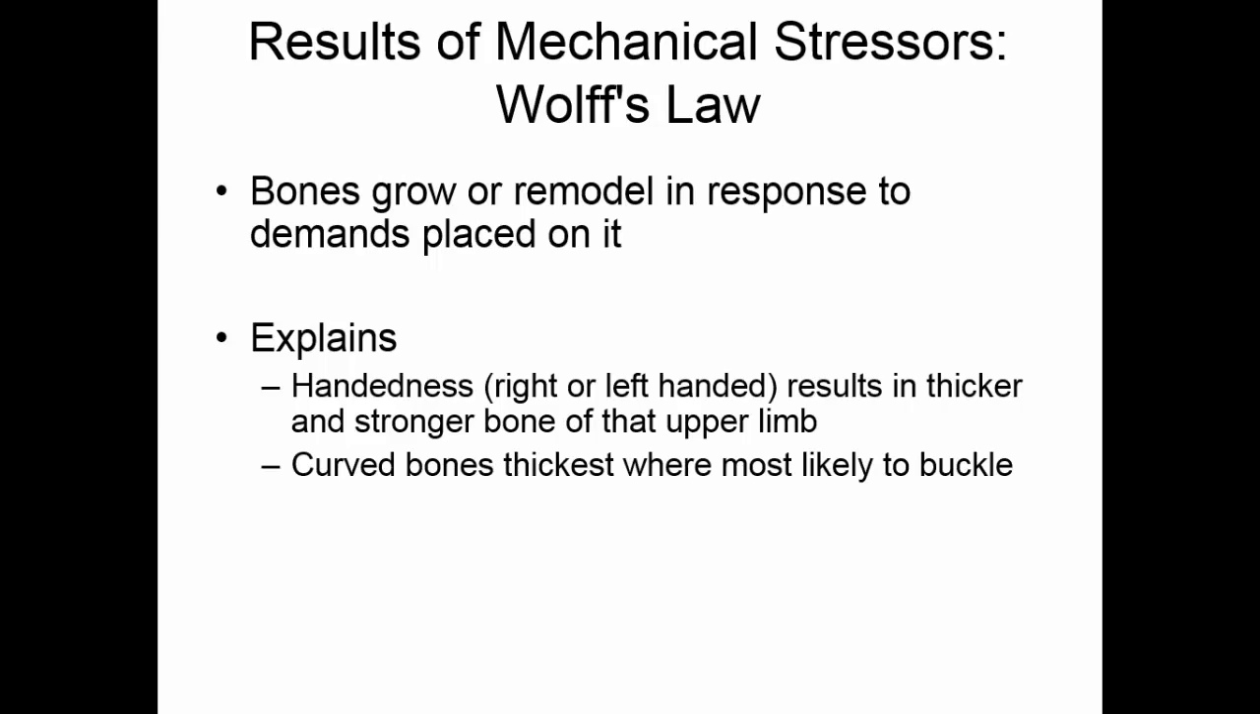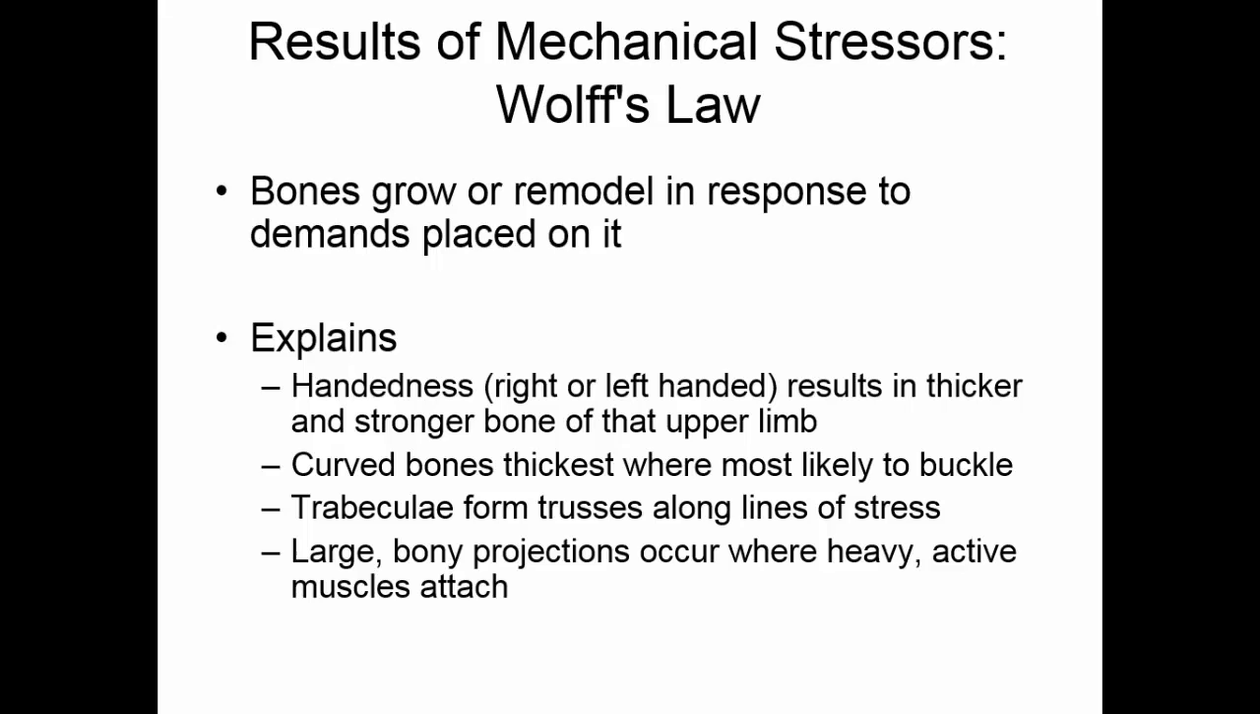Curved bones tend to be thickest where they're most likely to buckle. In lab, look at the ribs and see where the ribs are the thickest. Trabeculae in the spongy bone will form trusses along lines of stress. Large bony projections occur where there is heavy, active muscle attachment. So if muscles are very active on, say, the thigh bones, there'll be very prominent muscle attachment sites on the thigh bones. The bones of the fetus and the bones of the bedridden have very few bone markings because there's not much stress put on them, so there is no need to have the heavier markings.